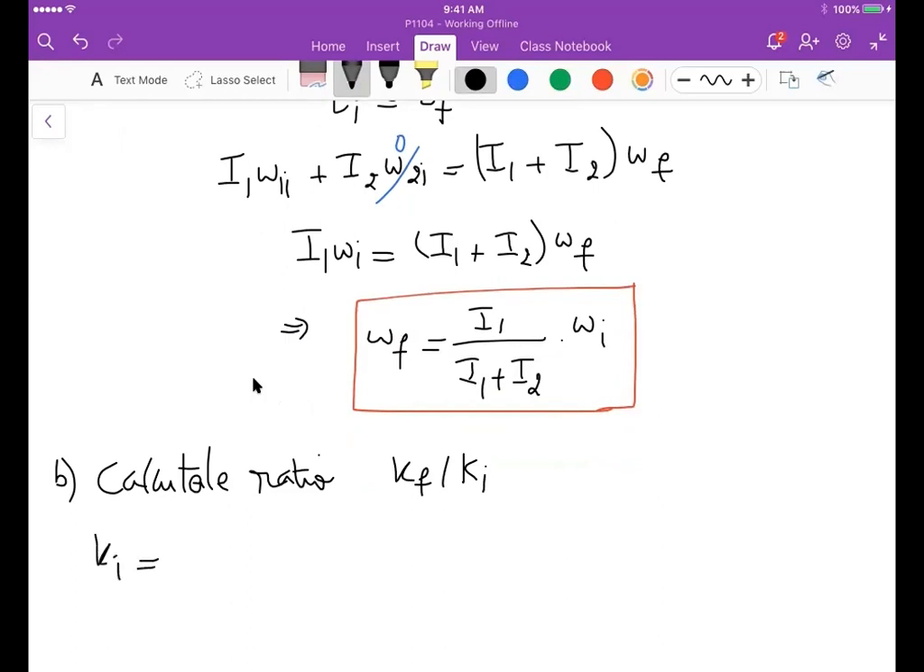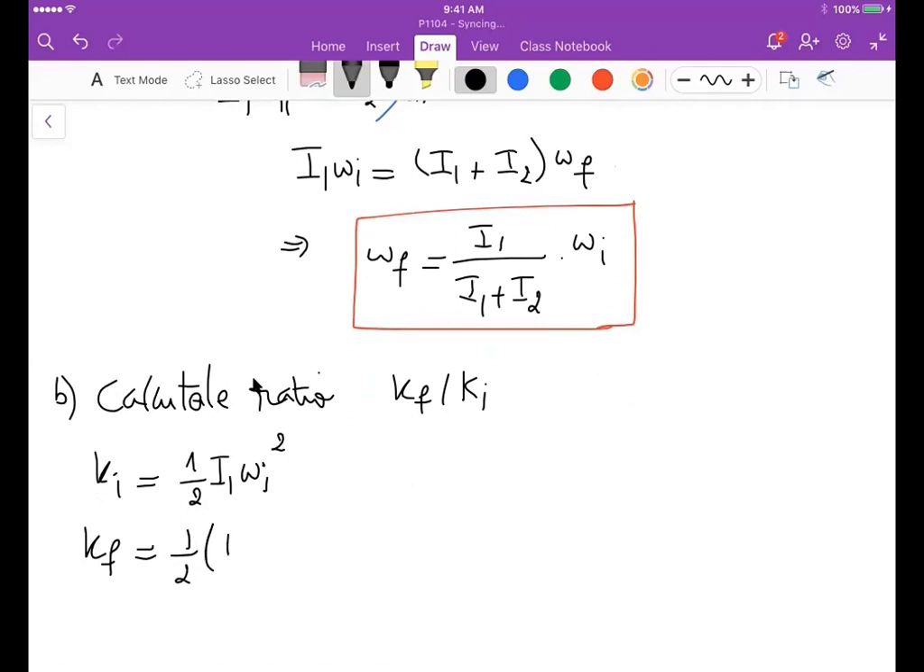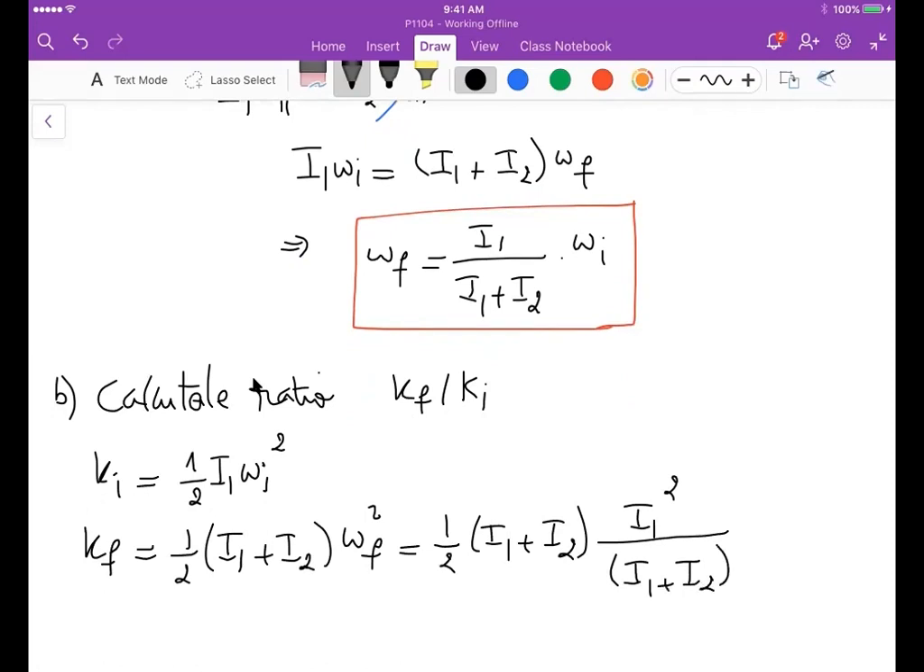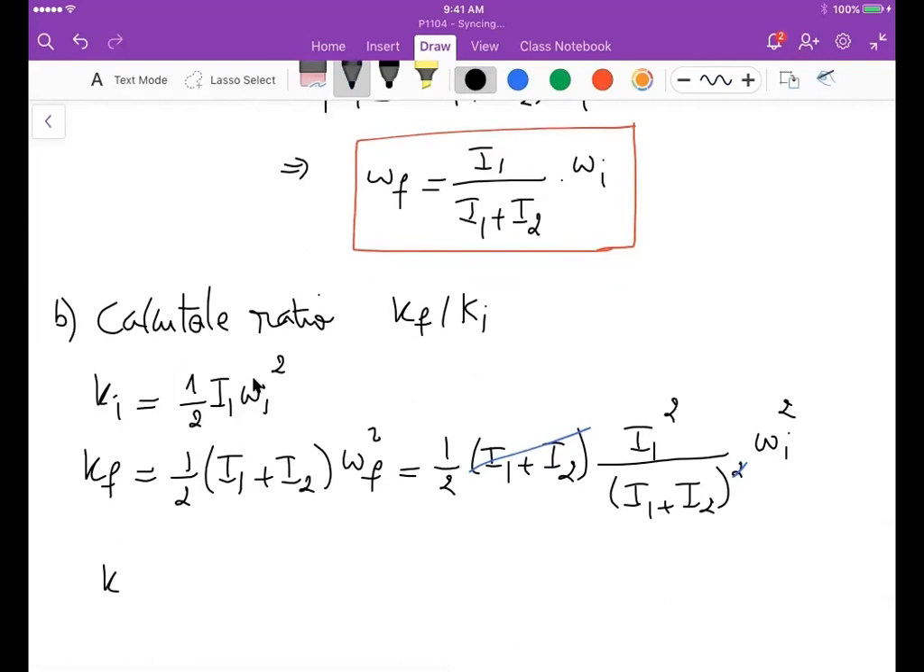Initially, K initial was equal to half I1 times omega initial squared, because only cylinder 1 was rotating, while in the final configuration both were rotating with the same omega. So it's half I1 plus I2 multiplied by omega final squared. If we replace omega f by its expression, we end up with 1 over 2 times I1 plus I2 multiplied by omega final squared, which is I1 squared divided by I1 plus I2 squared multiplied by omega initial squared. After simplification, K final equals half I1 squared omega initial squared divided by I1 plus I2.